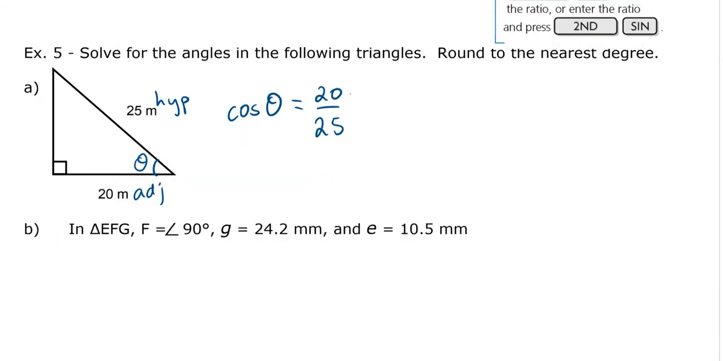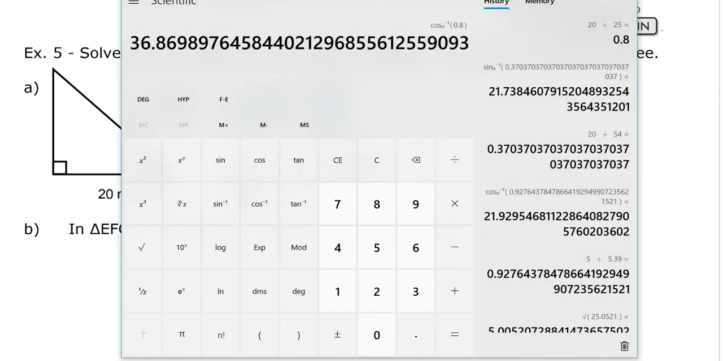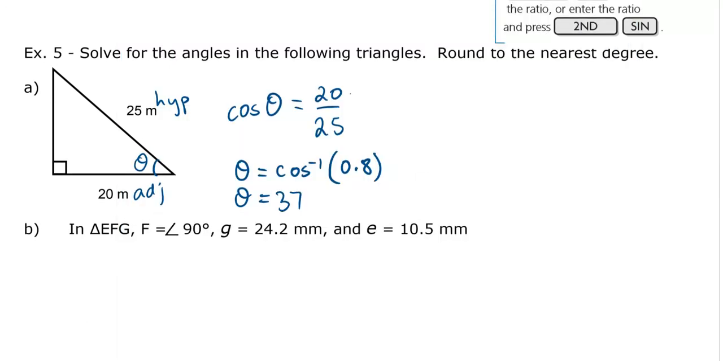And to properly show that I'm looking for the angle, I'm going to say theta equals the inverse cosine of 0.8. 20 over 25 is 0.8. This is how you express the fact that you're looking for the angle theta. So theta equals, if I do the inverse cosine, 36.86, or I'll round up to 37 degrees.